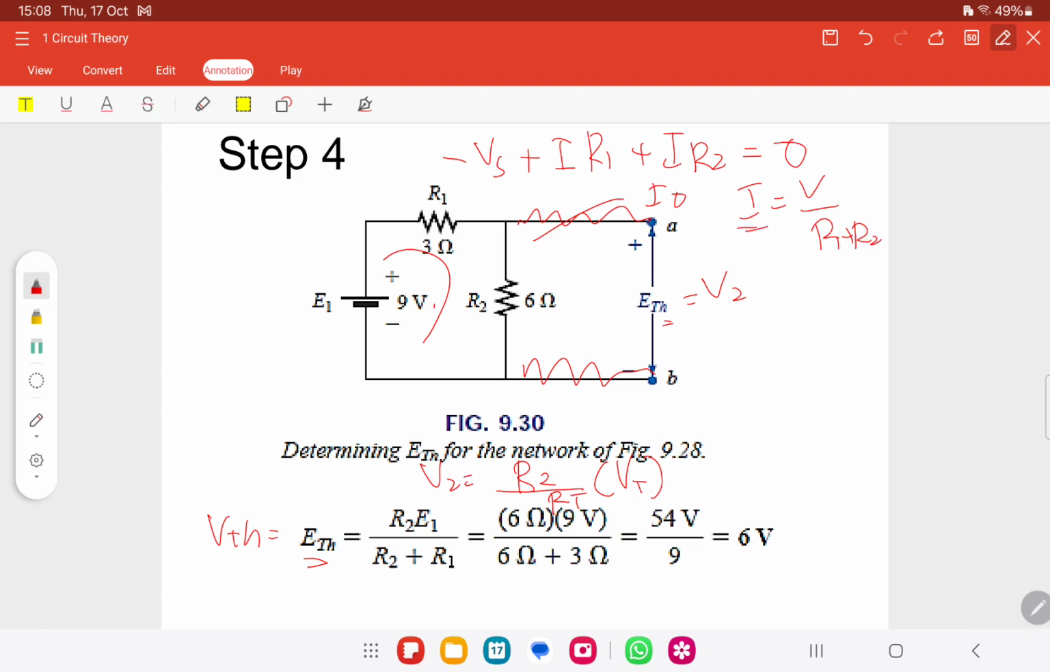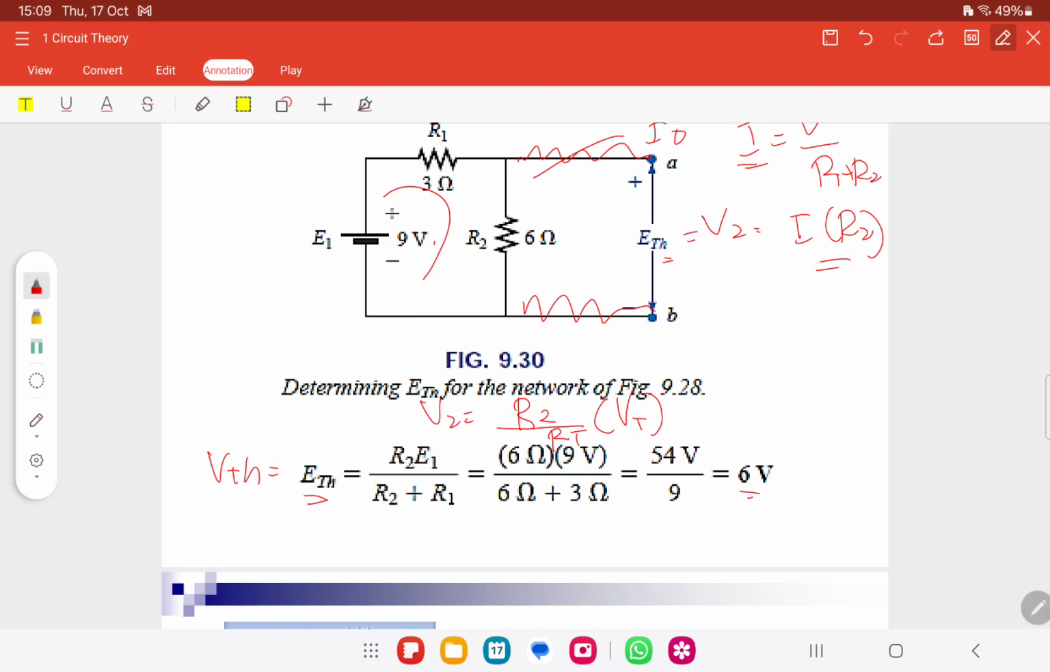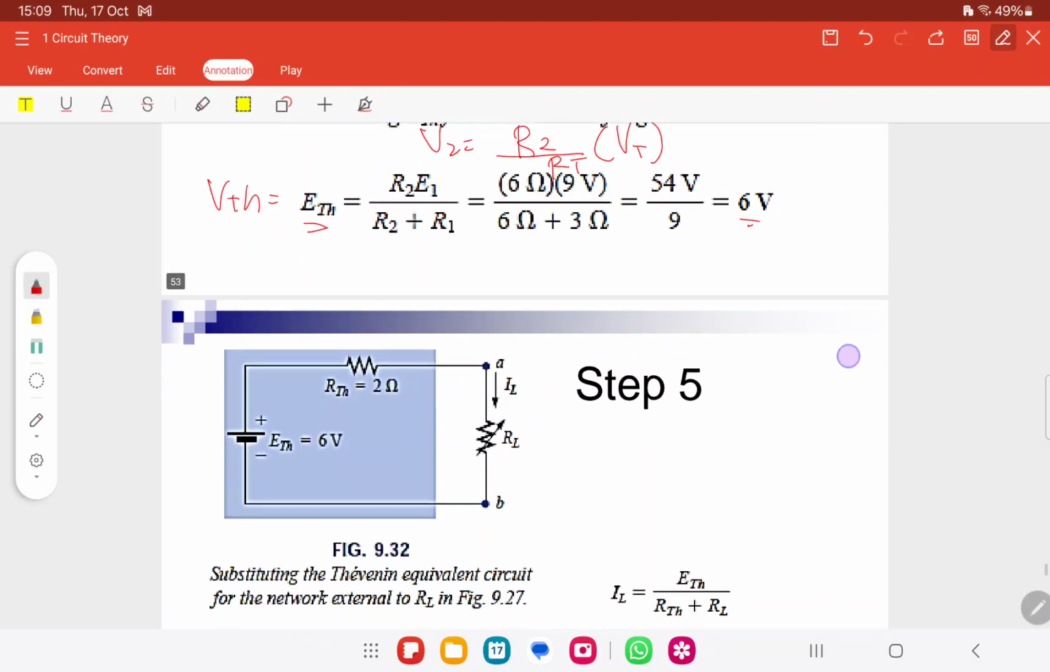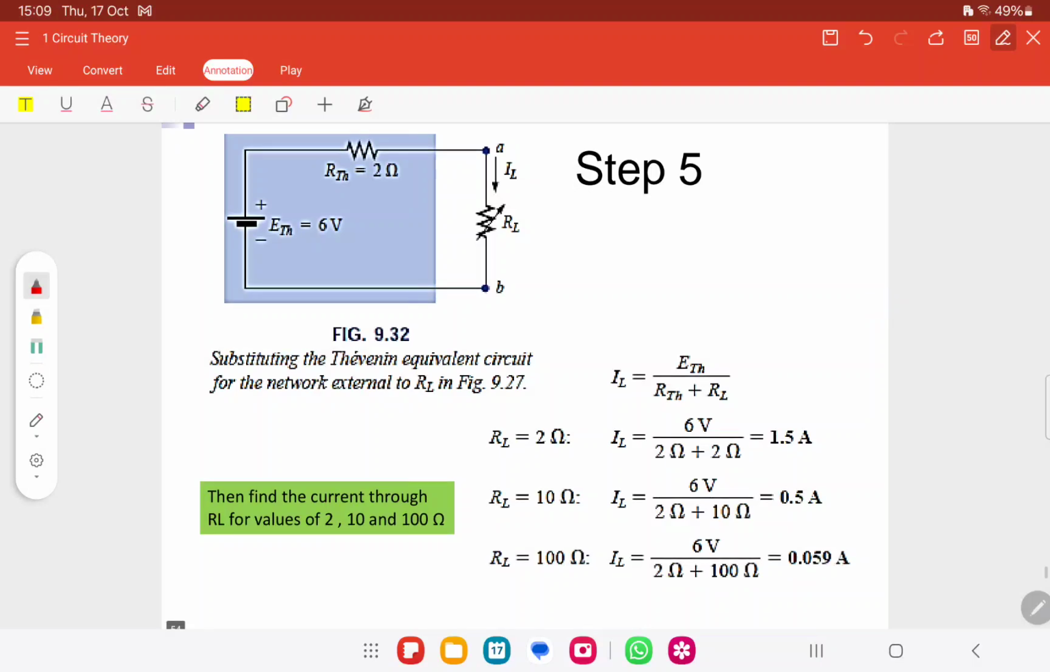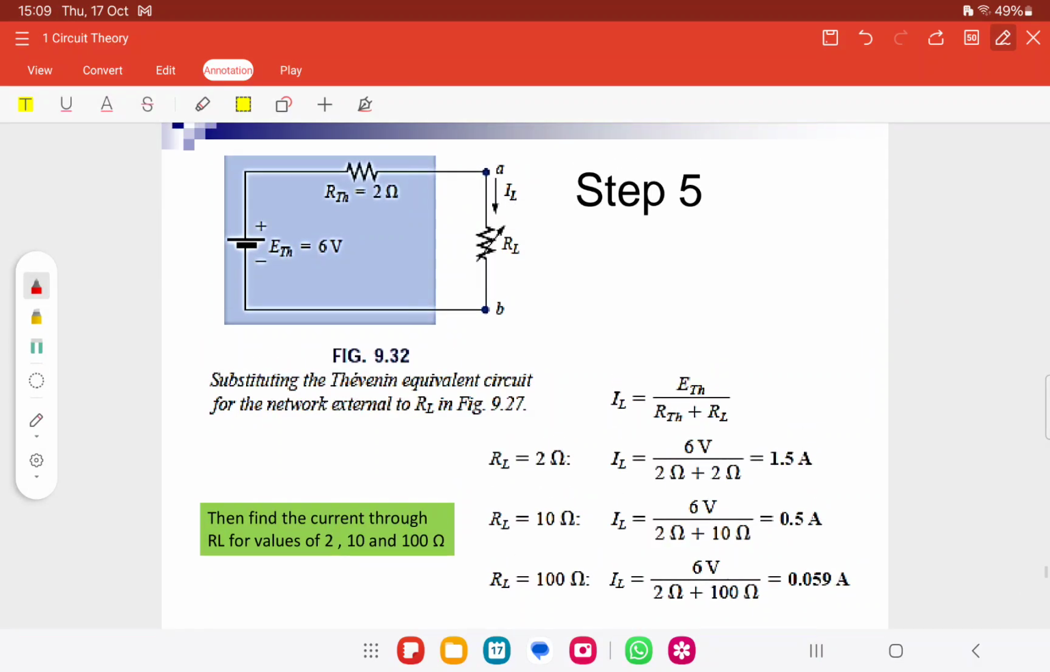Okay, once dah dapat I, nak cari V dekat V2 equals to I darab dengan R2 tadi. Ni kalau guna cara KVL, kita dapatkan I dulu. Okay, so this is VTH. Dah dapat VTH, RTH, nak buat apa pula next? Masukkan balik. Plug in the components that we remove earlier, and then draw ETH, RTH.